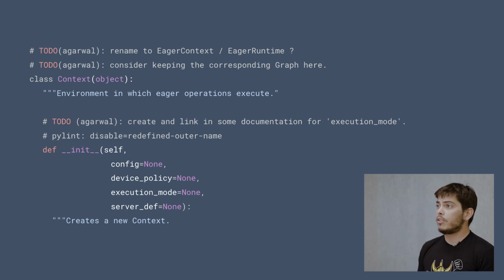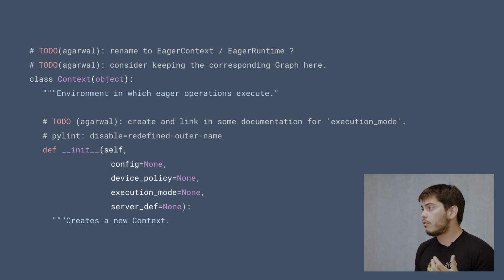And all of this information that the context stores, in general the things that can change during the execution of a program, is stored in thread local stacks. Usually stacks, because we have these nested things like with tf.device, with tf.device, with tf.device, so you'd like to be able to pop the stack to go back to where you were.